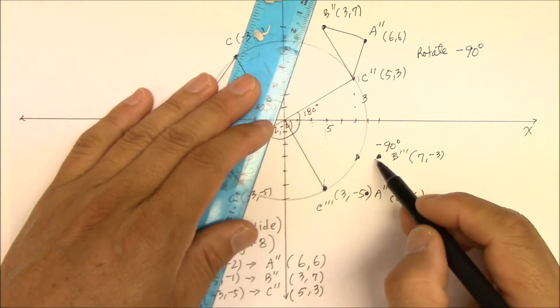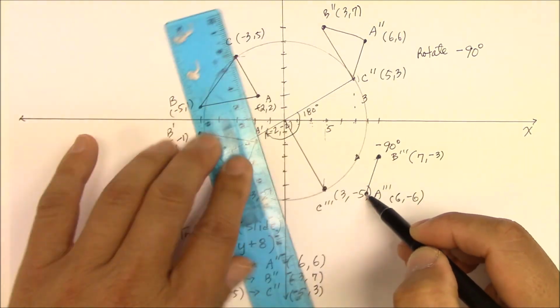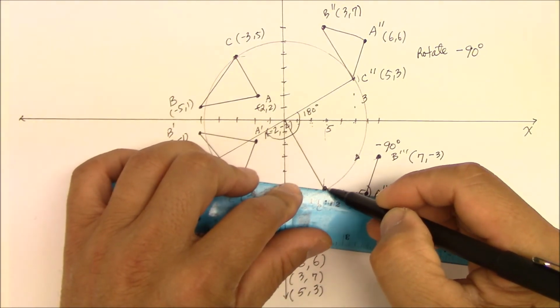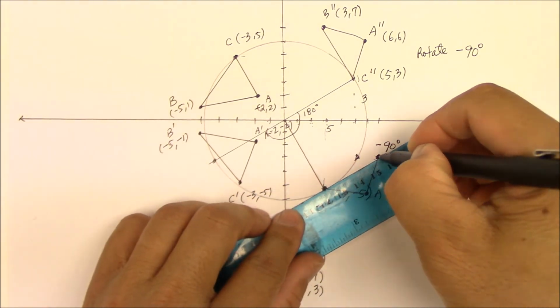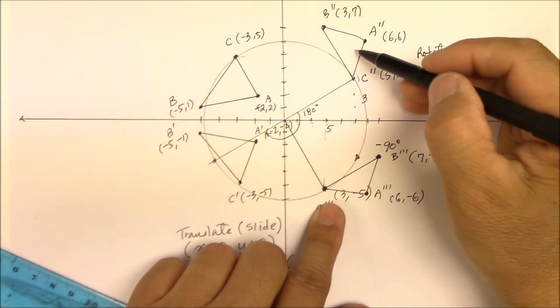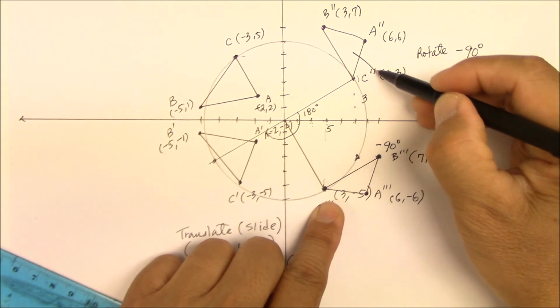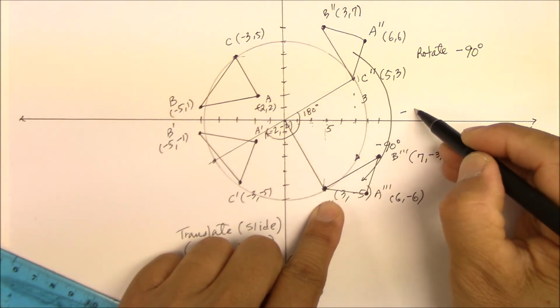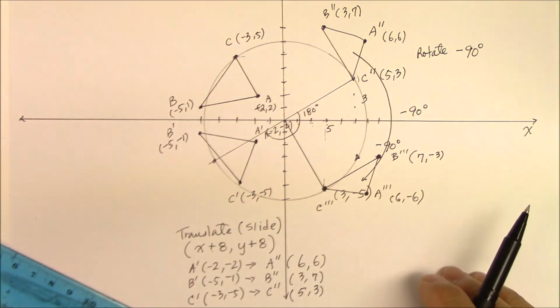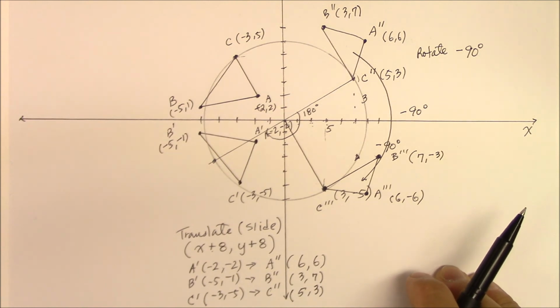And now let's connect those 3 points. And what you have is a triangle that used to be over here, and now it has rotated negative 90 degrees. That's your homework. Take a good look at it. Good luck. All right.